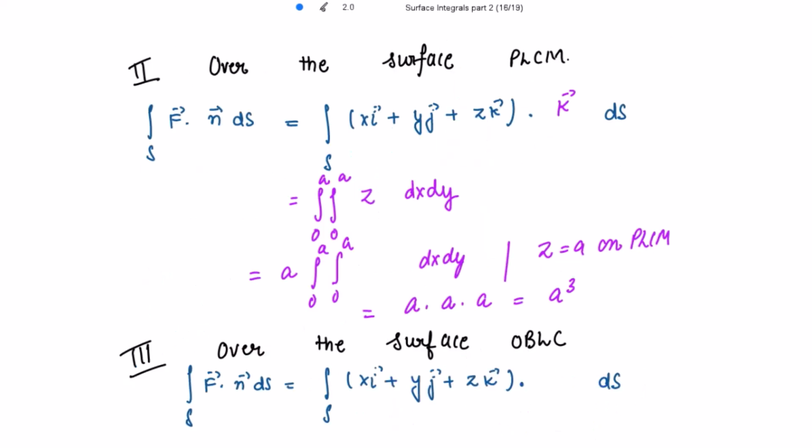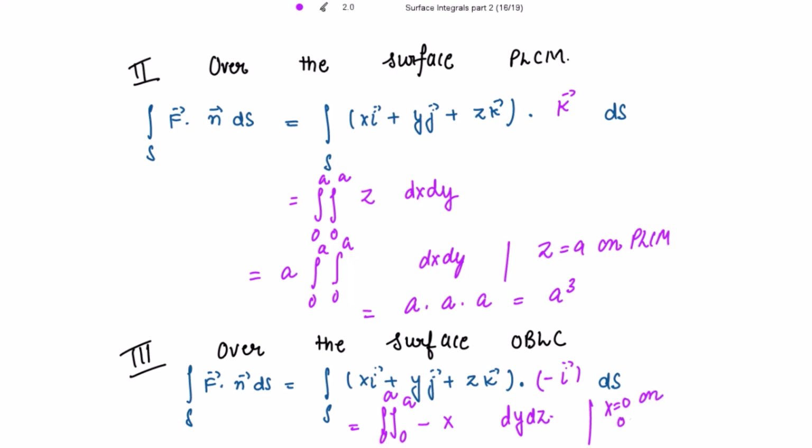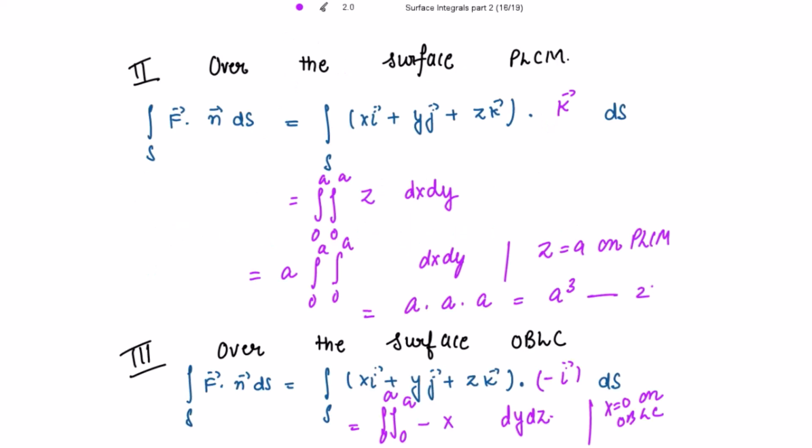So for this surface, n vector is minus I vector, yes. So this is equal to the double integral. When taking the dot product, we get minus x, and this is dy dz. Limits from 0 to a. Now on this surface, x is 0. X is 0 on OBLC, right? So this is equal to the double integral from 0 to a. This is 0 dy dz. So this integral is 0. Please mark this as 3. Marking this as 2.